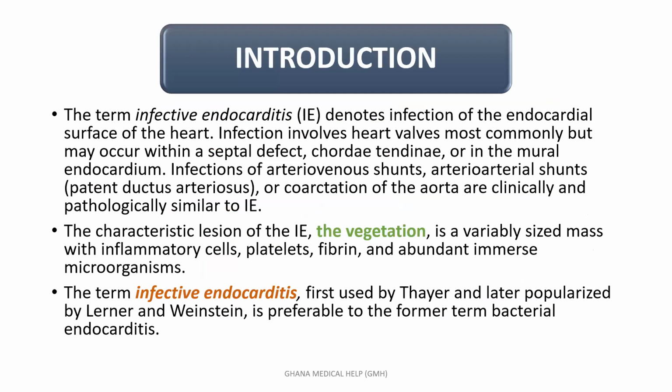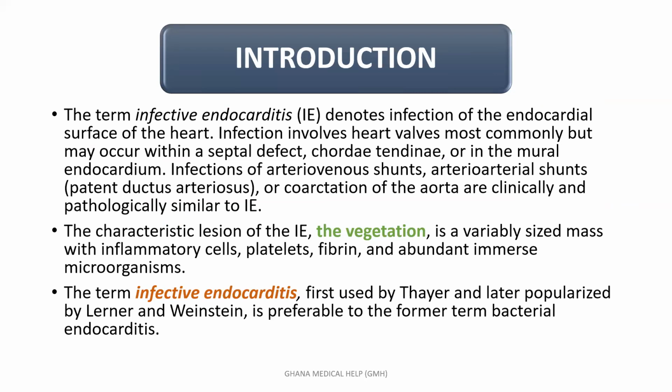The term infective endocarditis denotes infection of the endocardial surface of the heart. Infection involves the heart valves most commonly, but may occur within a septal defect, the chordae tendineae, or in the mural endocardium. Infections of an arteriovenous shunt, an arterioarterial shunt such as a patent ductus arteriosus, or coarctation of the aorta are clinically and pathologically similar to infective endocarditis.